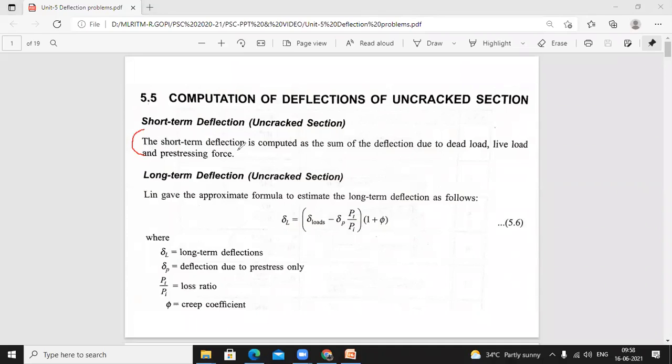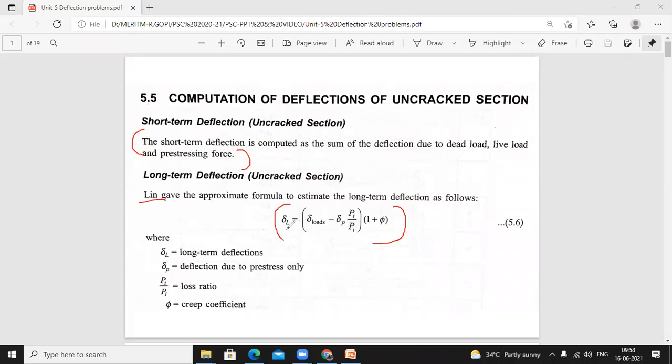You can see here, I mentioned it. But in case of long-term deflection, how to calculate it? In long-term deflection, we have to add the loss ratio and creep coefficient. This formula is suggested by Lin, a scientist, who gave the approximate formula to estimate the long-term deflection.